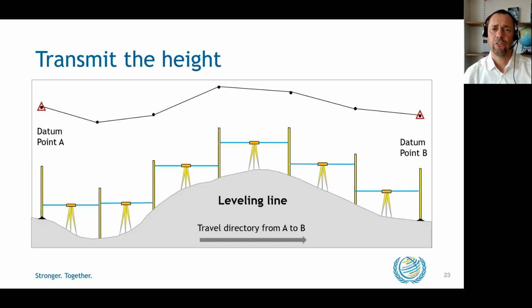The principle explained in one step, we can now start to transmit the height over long distances, lining up this setup from datum point A to datum point B. The height difference between the datum points or the points of interest is then the sum of the height differences of the intermediate steps. The intermediate steps are temporary, used just for the height value transmission.